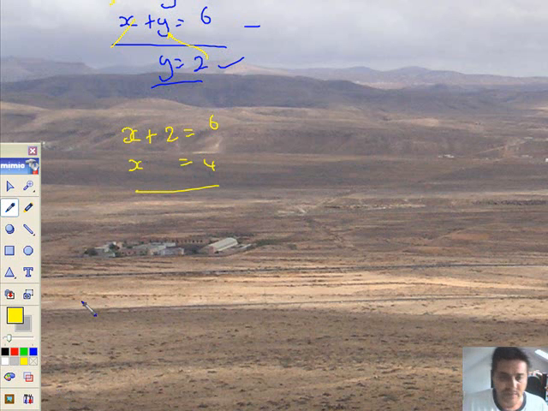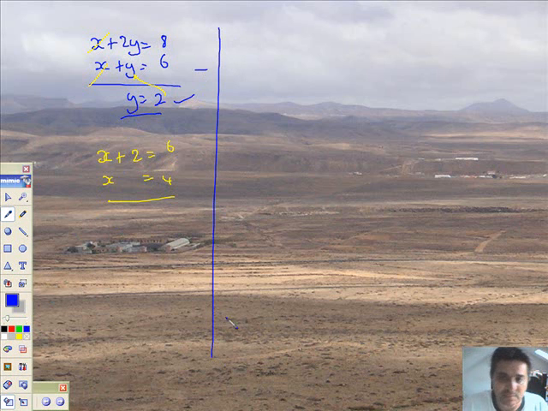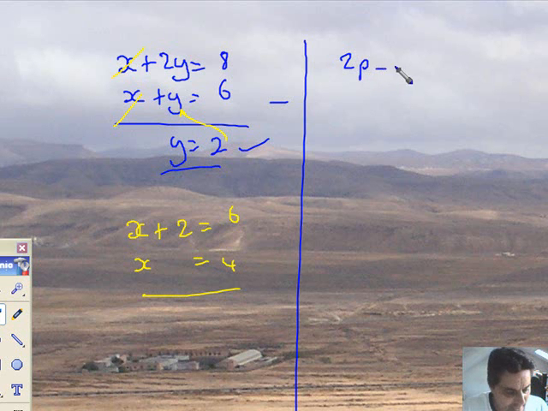Now, question 2, I'll do E and F again. They're a little more tricky because there's minuses there, but no worries. If you get a little bit stuck, you just use your calculator and don't worry about it. So put a line down there. This is question 2E. 2p minus r is 2. 7p minus 5r all come to 4.